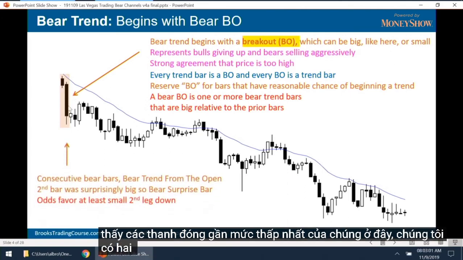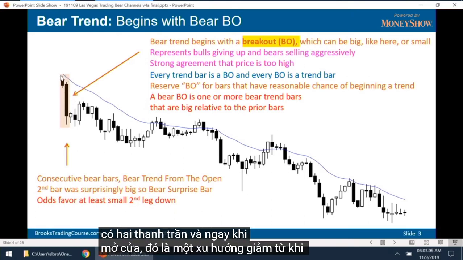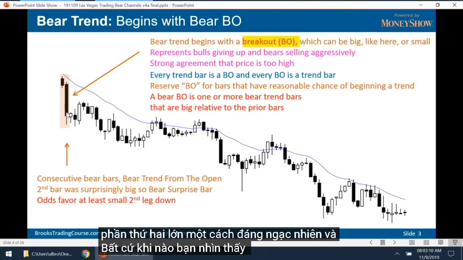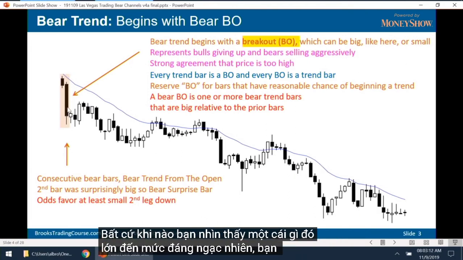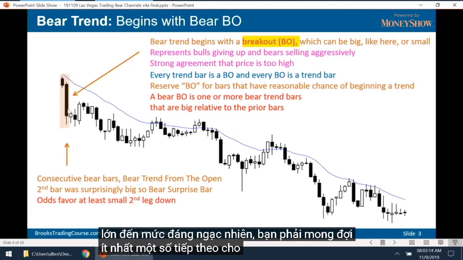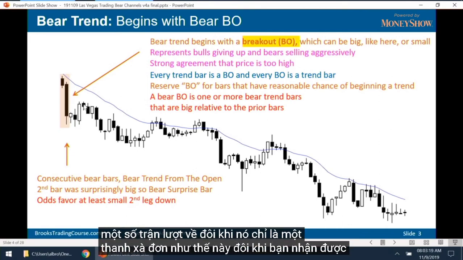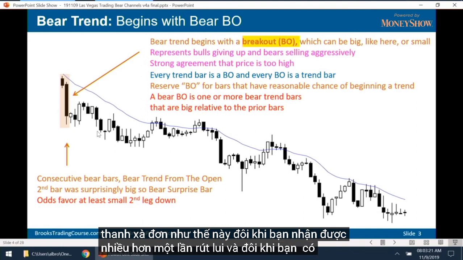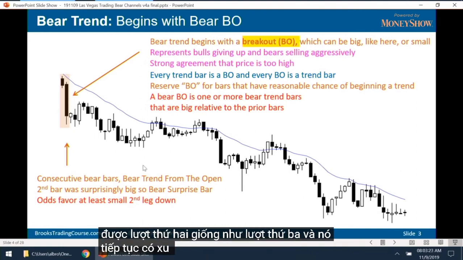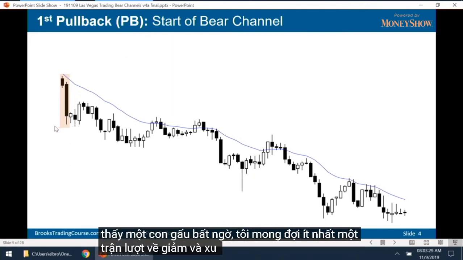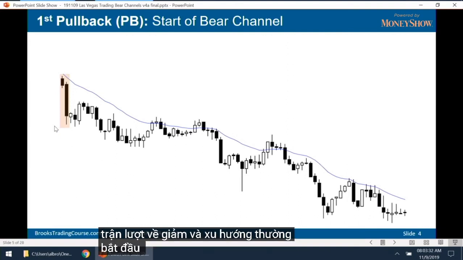Here we have two bear bars, and it's right on the open. It's a bear trend from the open, and the second bar is surprisingly big. And whenever you see something that is surprisingly big, you have to expect at least some follow through. In other words, some second leg. Sometimes it's just a single bar like this, sometimes you get more of a pullback, and sometimes you get a second leg, a third leg, and it just keeps trending down all day. But when I see a bear surprise, I expect at least a small second leg down. And trends usually begin with surprises.